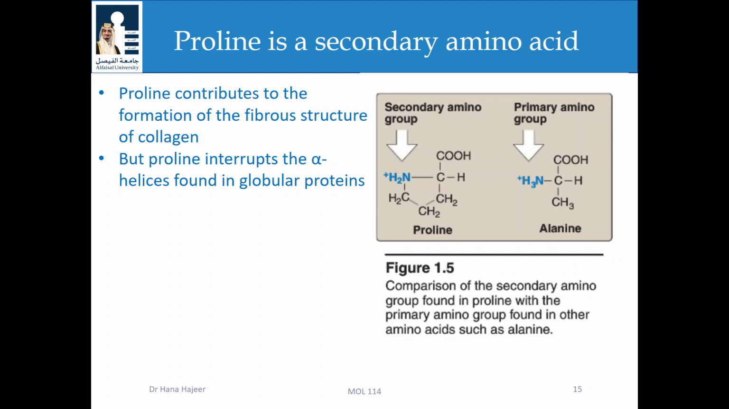But proline, because it's bulky, if it is present in what we call the alpha helical structure, it's not going to be very welcome there. It's going to interrupt the alpha helices because of its bulky structure. So yes, proline is good for the collagen because it's bulky, but it's going to be interrupting the alpha helix in globular protein, as we will learn later. Don't worry if you don't get this notion now, because we come back to this later.